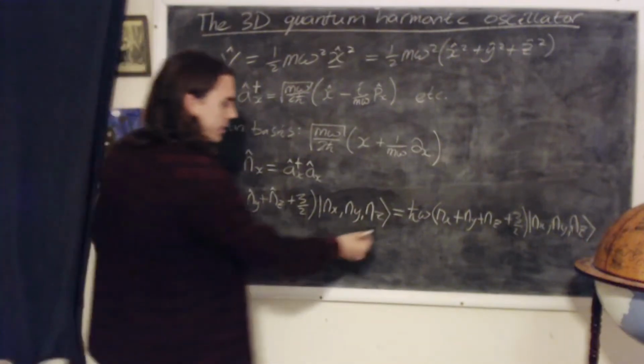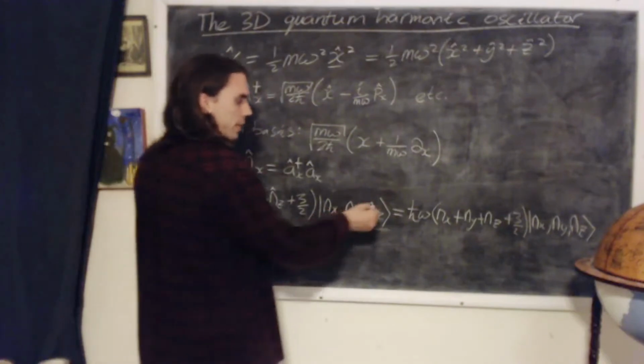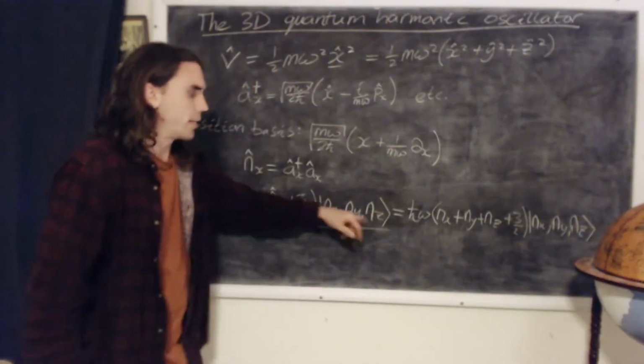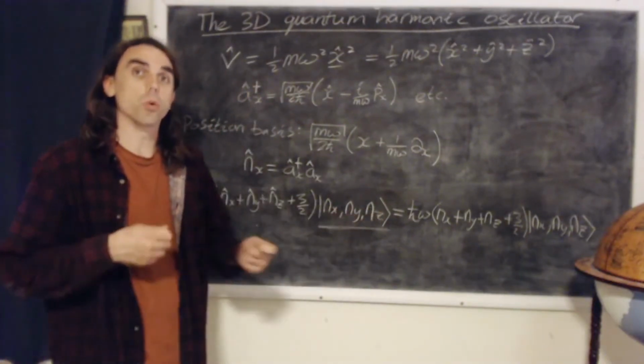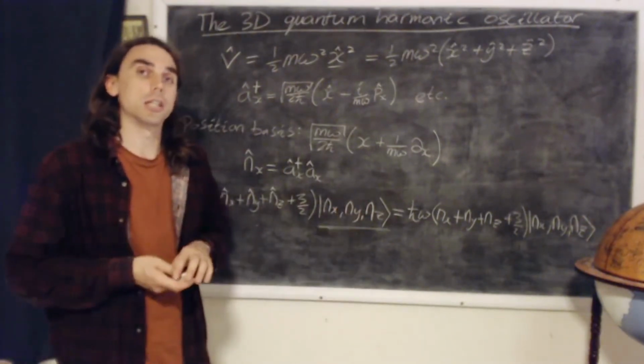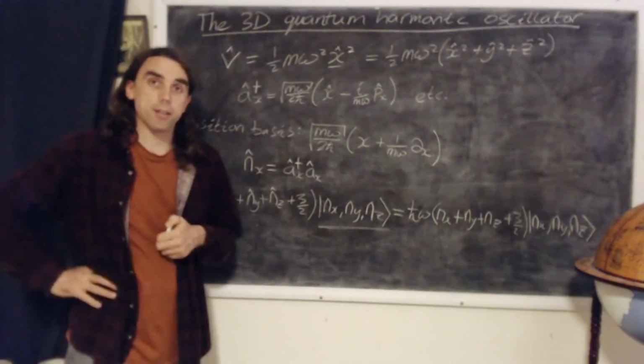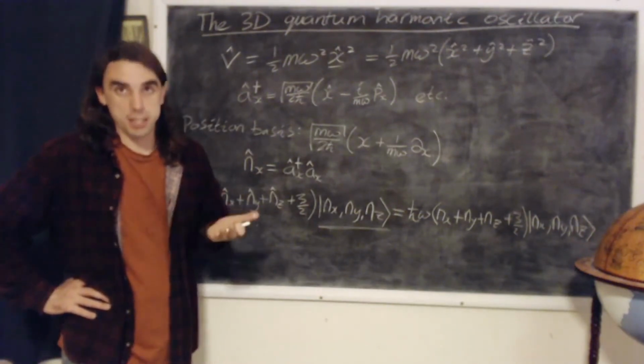The fact that we've been able to write states like this, labelled by n_x, n_y, and n_z, means that n_x, n_y, and n_z must be individually good quantum numbers. That is, we can define all three at the same time. We can have simultaneous knowledge. And just as we saw in the three-dimensional infinite potential world, this is true.